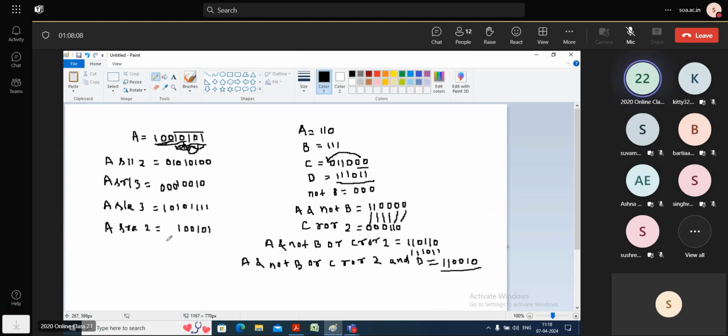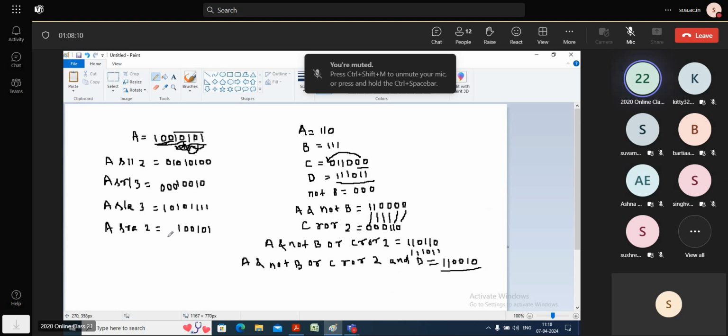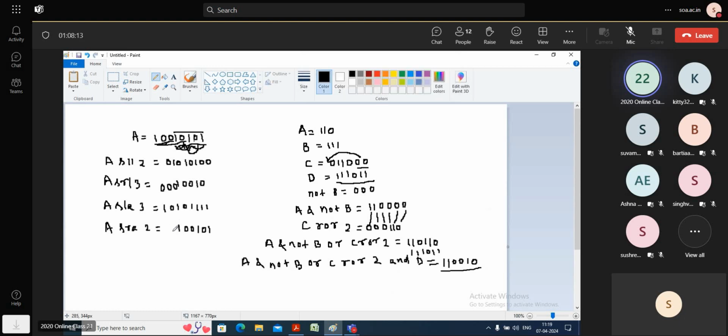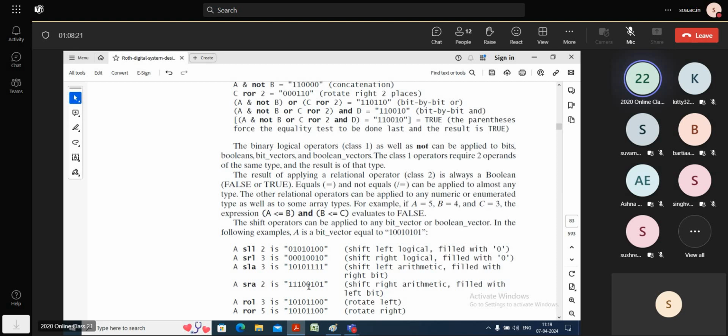So the leftmost 2 positions are vacant. Fill them with the leftmost bit. That is 1. So here you fill it. So 1 1 1 0 0 1 0 1.